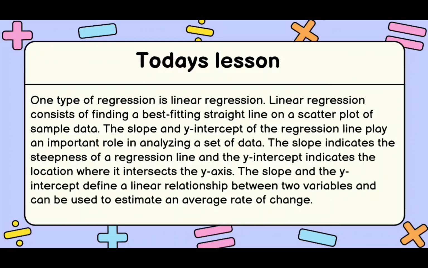Linear regression consists of finding a best fitting straight line on a scatter plot of sample data. The slope and y-intercept of the regression line play an important role in analyzing a set of data. The slope indicates the steepness of a regression line, and the y-intercept indicates the location where it intersects the y-axis. The slope and the y-intercept define a linear relationship between two variables and can be used to estimate an average rate of change.